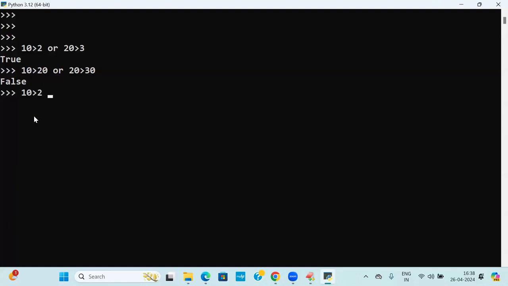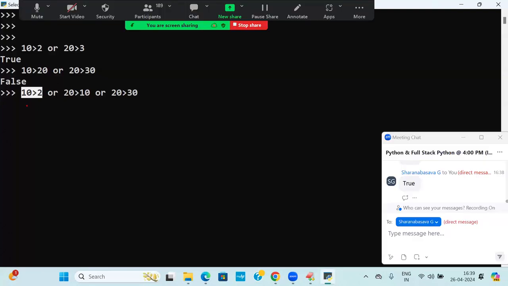10 greater than 2 or 20 greater than 10. 10 greater than 2, 20 greater than 10: true. And I will write it: or 20 greater than 3 or 30. Come on. True. False. True, true. You are saying false. First one, true. Second one, true.